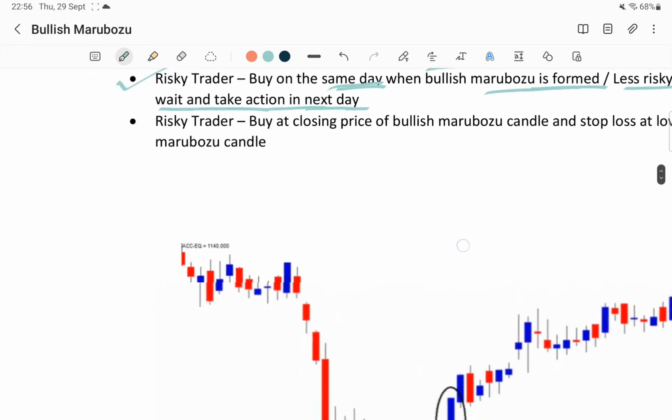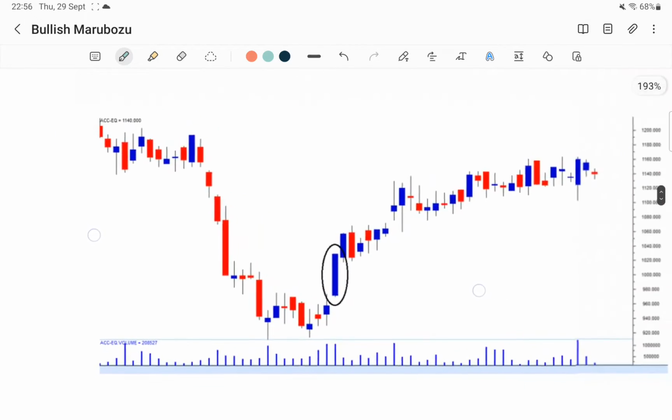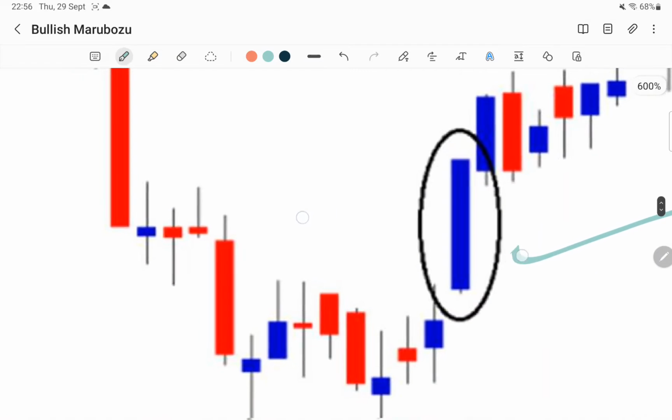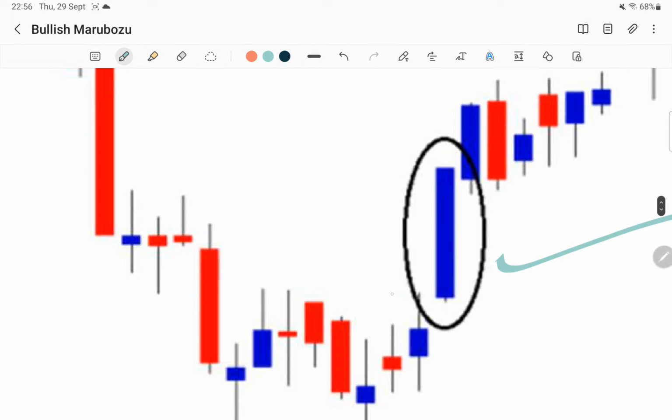Let's understand what is happening. You can see the chart here, and this particular chart is called the Marubozu chart. Why? You can see the opening point is the low point, and the closing point is the high point. It is also a big candle, so we call it a Marubozu candle.